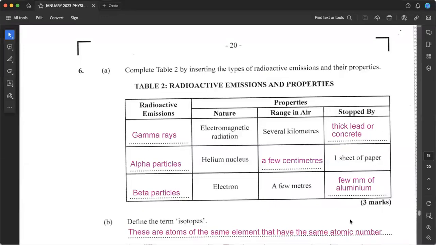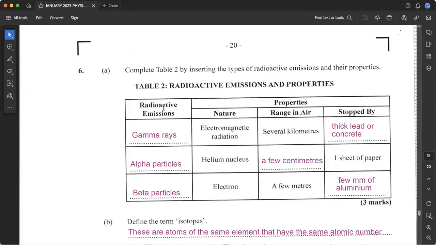Okay, everyone, let's go through question 6 from the January 2023 CSEC Physics Paper 2. For part A, the examiner is asking us to complete table 2 by inserting the types of radioactive emissions and their properties. They already gave us a few properties for this first one: the nature of it is that it's an electromagnetic radiation. It has a range of several kilometers in air.